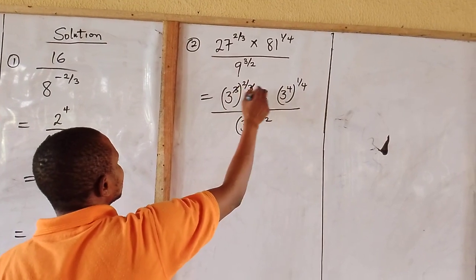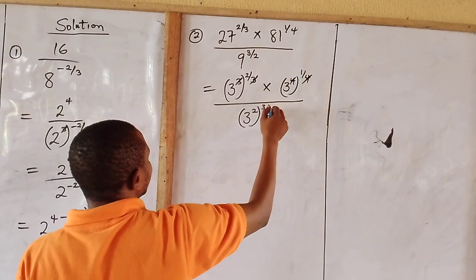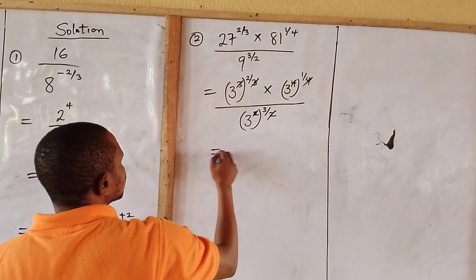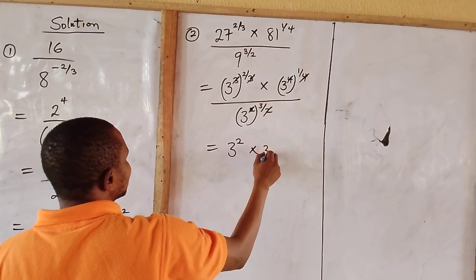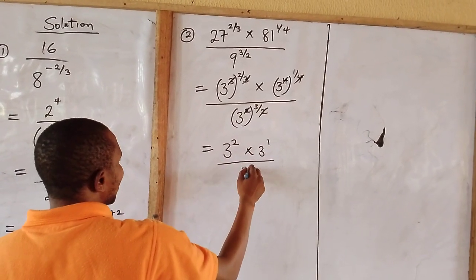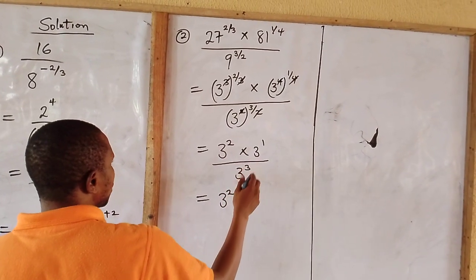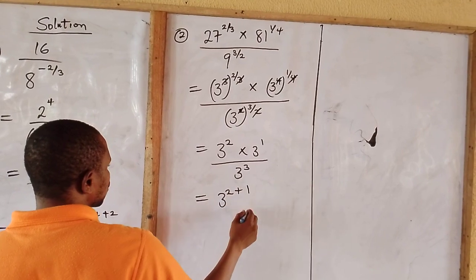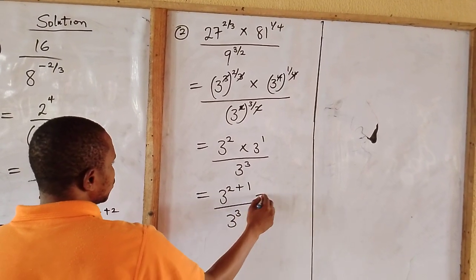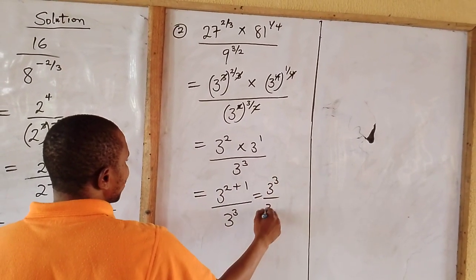So this 3 will eliminate this 3 here. 4 will eliminate 4 here. 2 will eliminate each other here. So we are going to have 3 raised to power 2 times 3 raised to power 1 over 3 raised to power 3. And according to the law of indices, 3 raised to power 2 times 3 raised to power 1 will be 3 raised to power 2 plus 1 over 3 raised to power 3, which will give us 3 raised to power 3 over 3 raised to power 3.